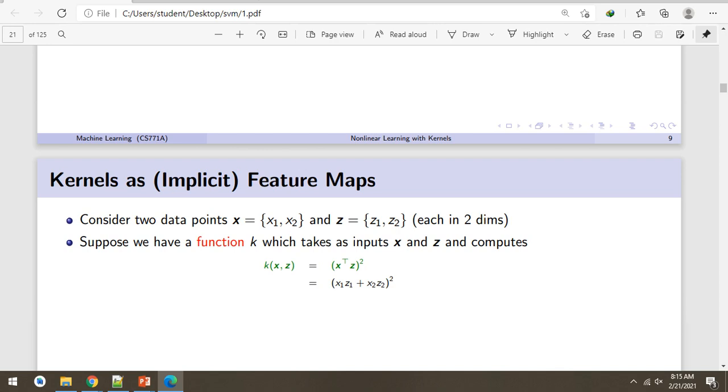So consider I have data points. I have only 2 data points actually. X1 and X2 are the feature values, and X and Z are 2 data points, and these are the feature values. So now what is my requirement? I want to apply K. In short, that's a kernel space.